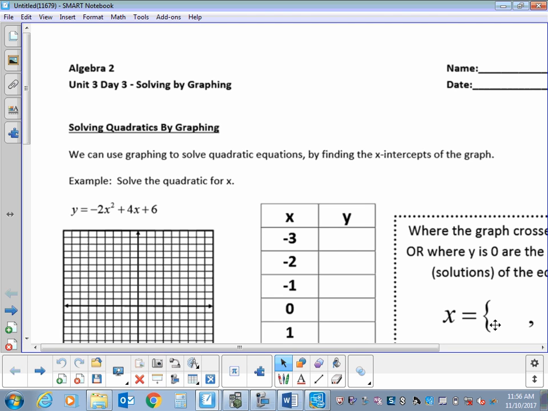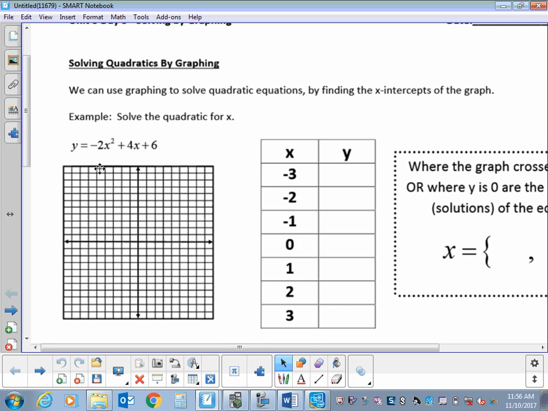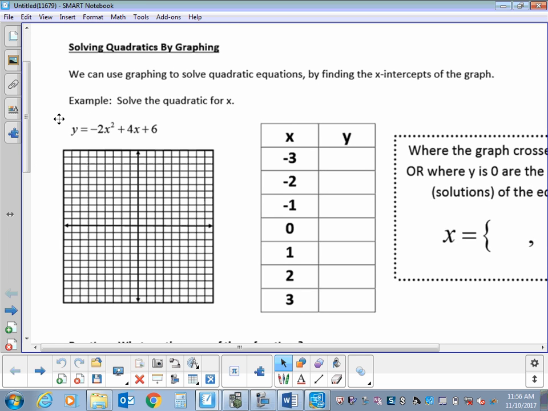All right, so day 3, we're talking about solving by graphing. Your notes say we can use graphing to solve quadratic equations by finding the x-intercepts of the graph. An example is: solve the quadratic for x.